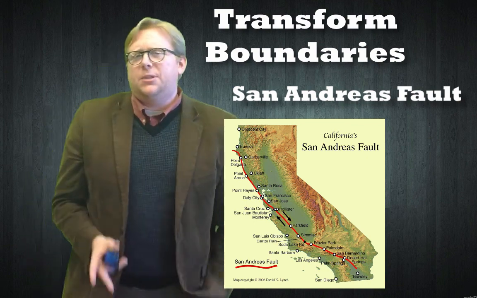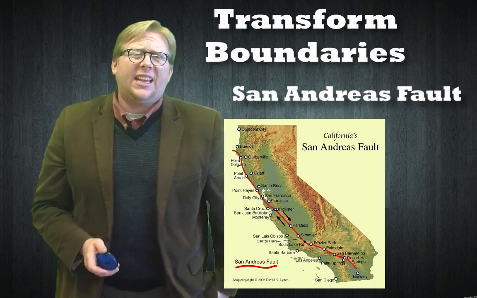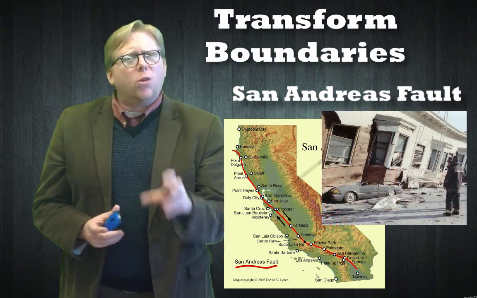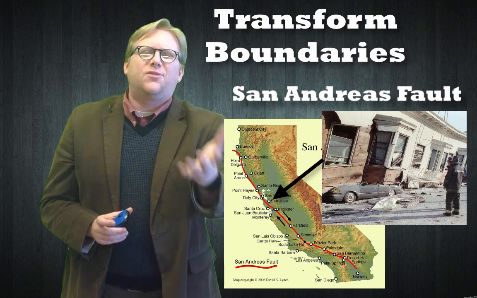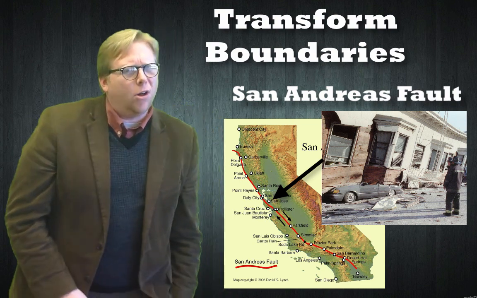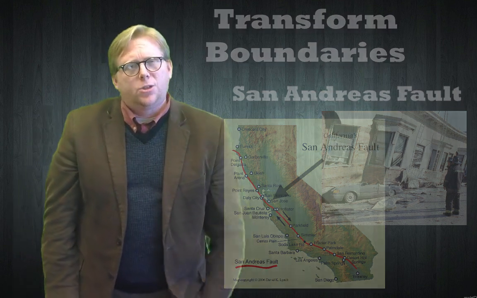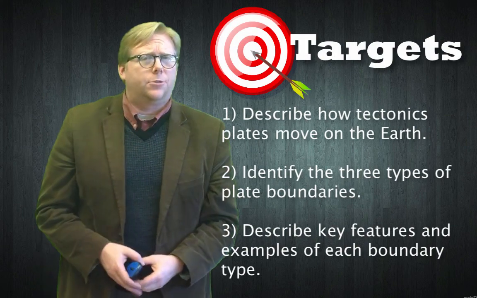In 1989 in particular, there was a very large earthquake in San Francisco. That was all a result of a transform boundary on the San Andreas Fault. So there you have it. There's our 3 types of boundaries.